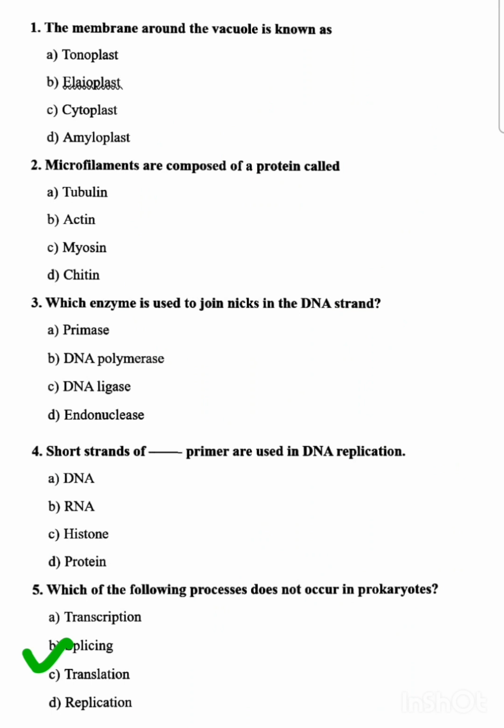after that the translation occurs in eukaryotes. That process of cutting out the introns, or the non-coding or non-essential sequence, is called splicing. And it will not occur in prokaryotes. It will only occur in eukaryotes.